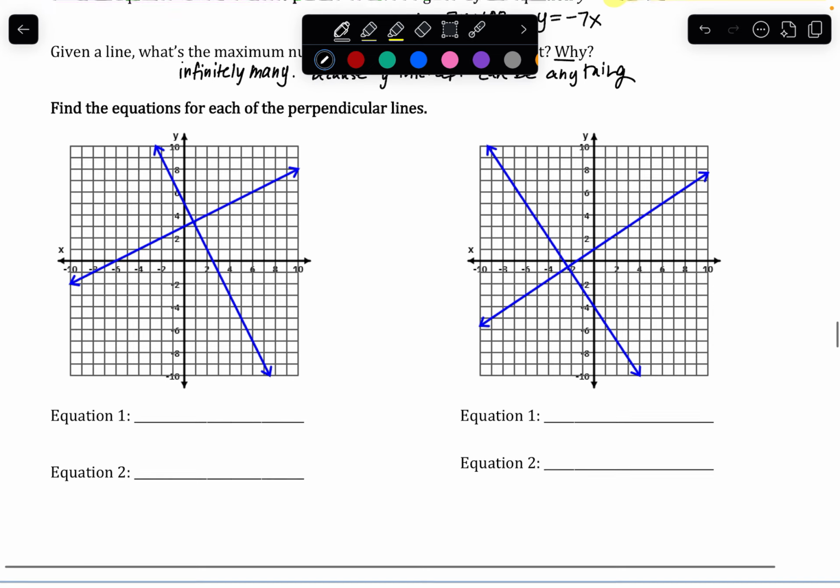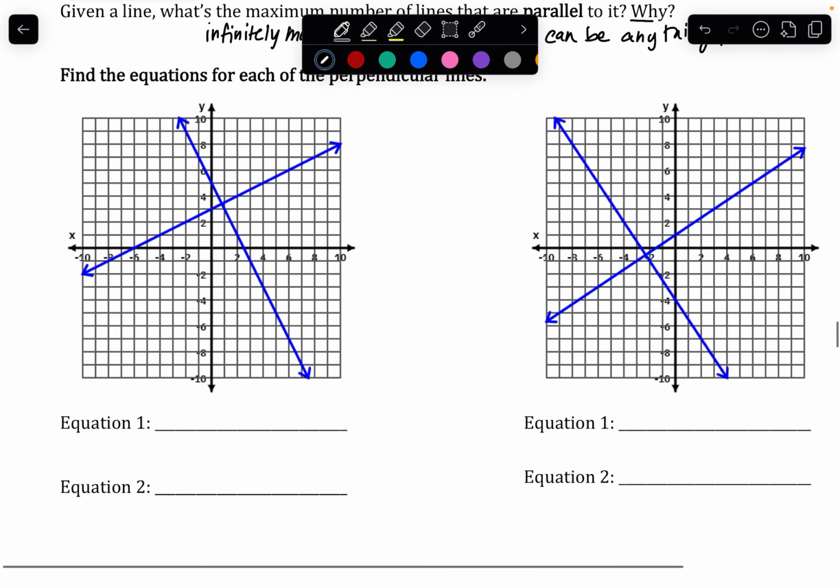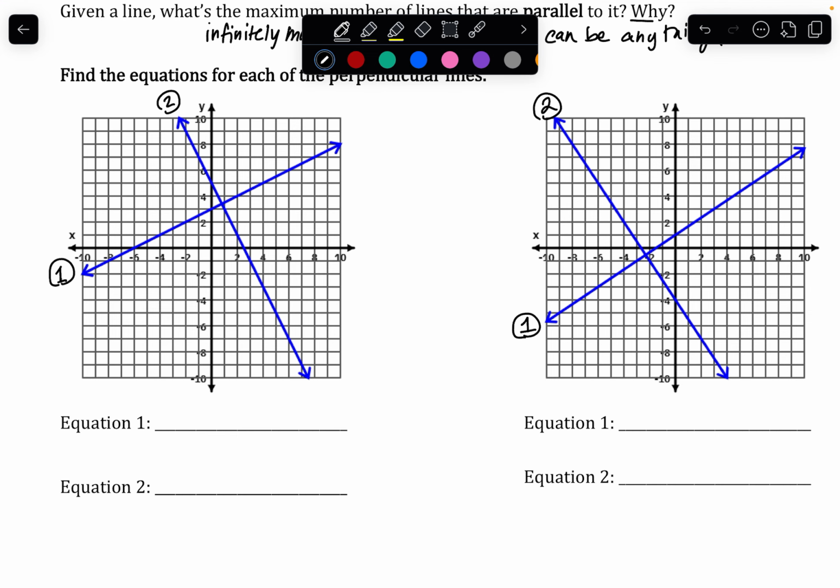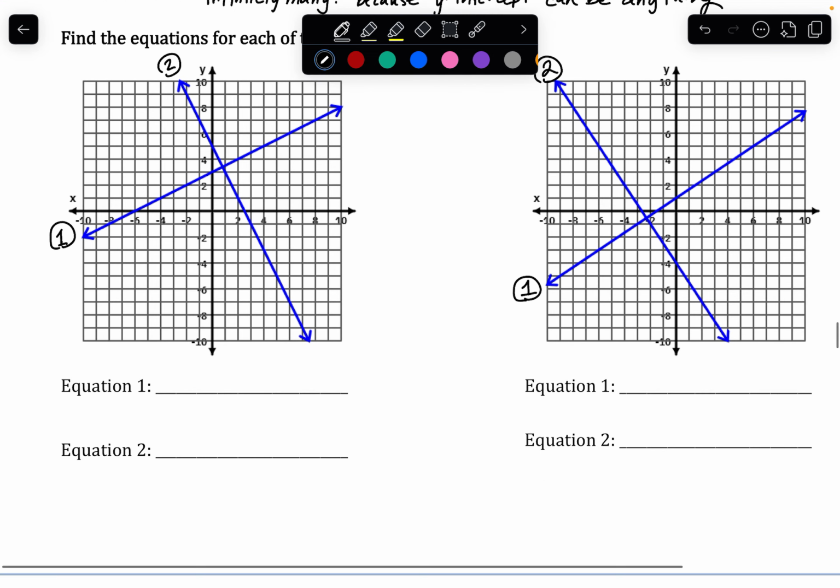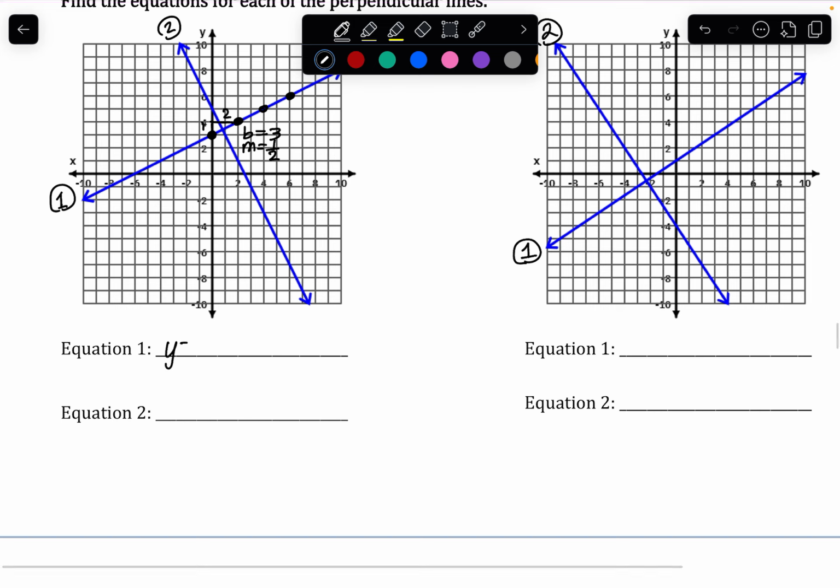Next we're going to look at perpendicular lines. I will call this one equation 1 and this line equation 2. For equation 1, the y-intercept is 3, and these are good points. It looks like we are rising 1, running 2, so the slope is 1 over 2. So equation 1 has y equals 1/2 x plus 3.